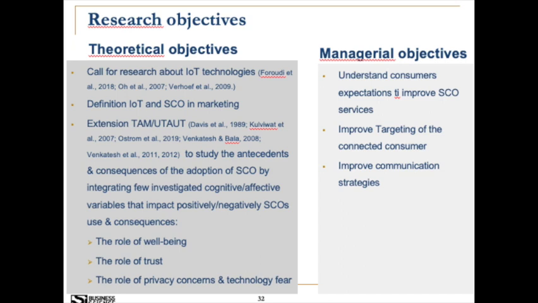We extended the TAM and the UT-IoT models by studying antecedents and consequences of the adoption of smart connected objects, such as the role of well-being, the role of trust, the role of privacy concerns and technology fear. And from the managerial point of view, we contribute to the understanding of consumers' expectations to improve smart connected objects services, but also to improve targeting of the connected consumers, and finally to improve communication strategies.